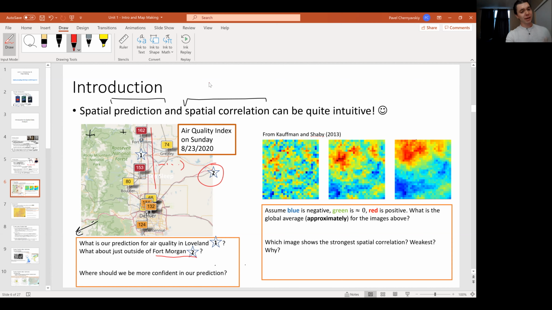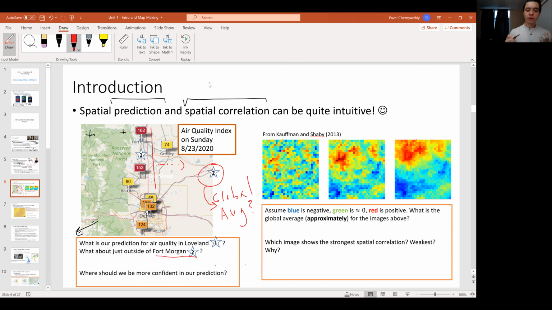You know, 74 is not great air quality. It's still moderately unhealthy. So maybe for outside of Fort Morgan, it's just the global average now. Because you're far enough from your observed data points, whatever metric you want to use, Euclidean, Manhattan, Minkowski, you're far enough from your observed readings that maybe you shouldn't get influenced that much by these 162 and 153 real bad air quality readings. Okay, so hopefully that made sense.